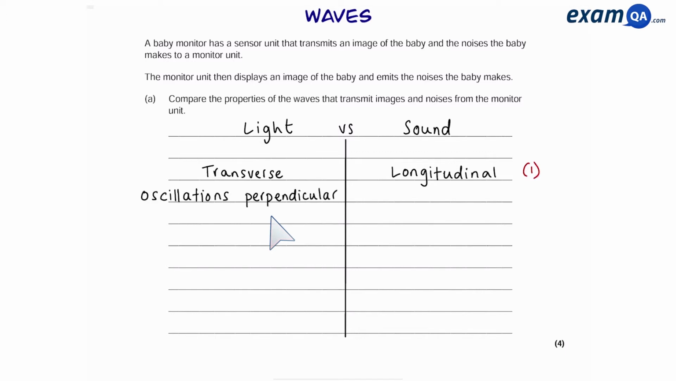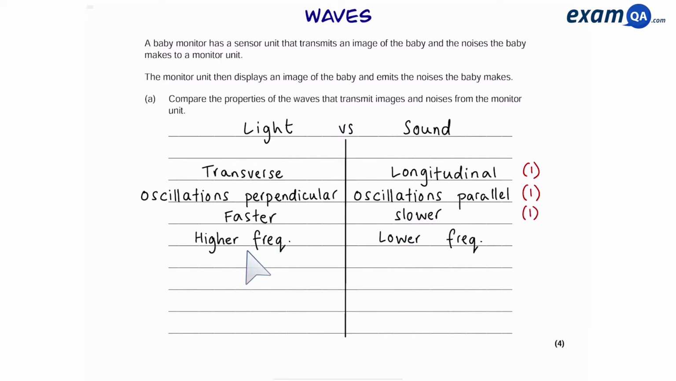In transverse waves, the oscillations or the vibrations are perpendicular to the wave, whereas in a longitudinal wave, such as sound, the oscillations are parallel. 2 marks. Light waves are much faster than sound. We all know this from the example of thunder and lightning. We see the lightning first, we see the flash, and then we hear it later. So light travels faster than sound.